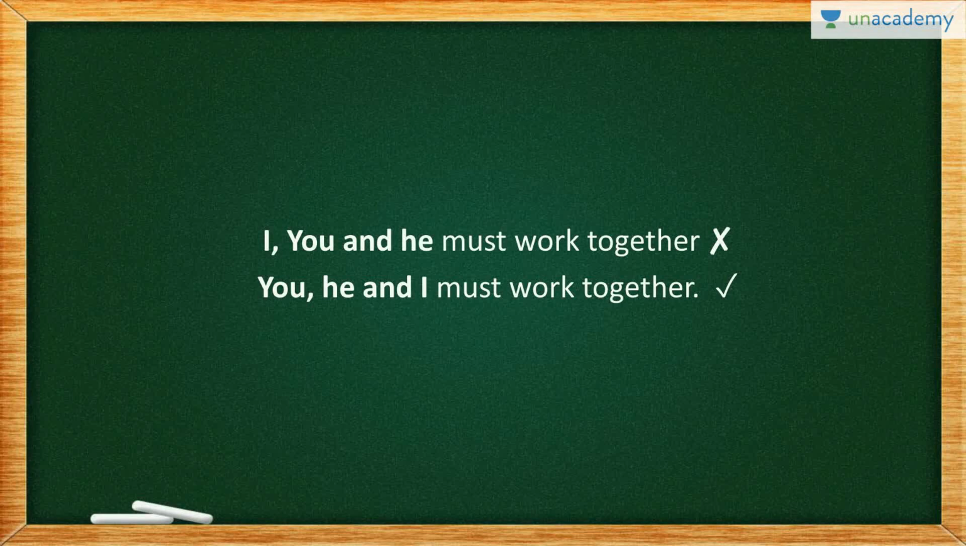So here's an example. I, you, and he must work together. Now let us put this together according to the rule. You, he, and I must work together. That means the second person comes first, first person comes last, and the third person comes in between.